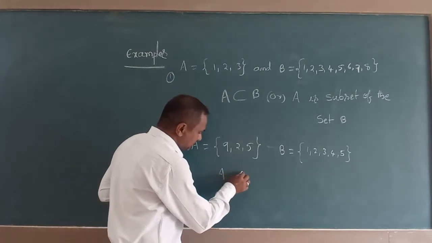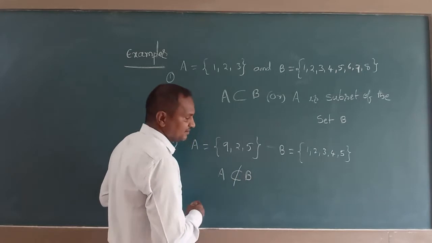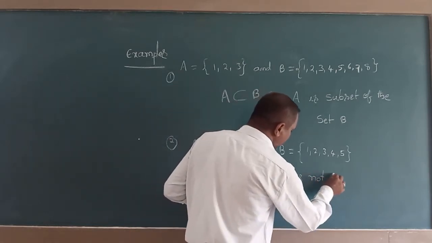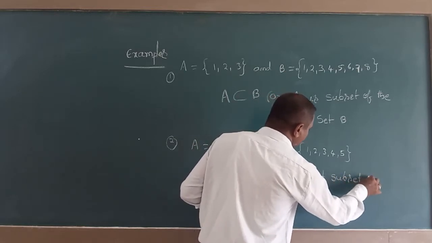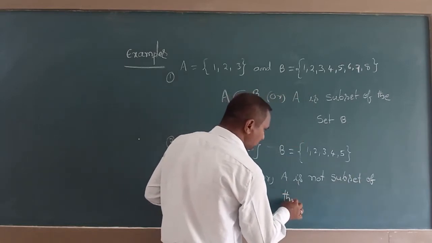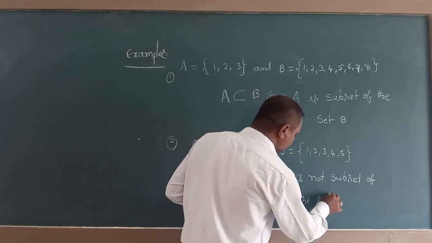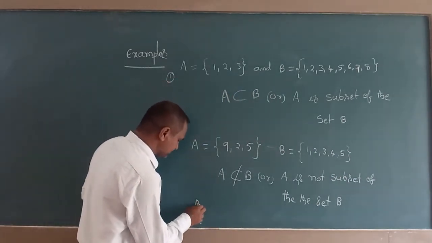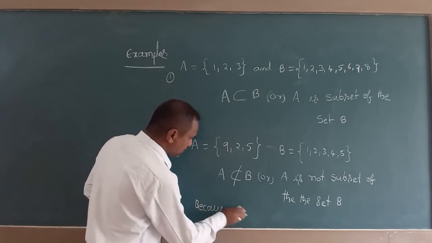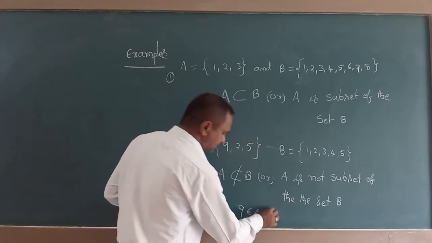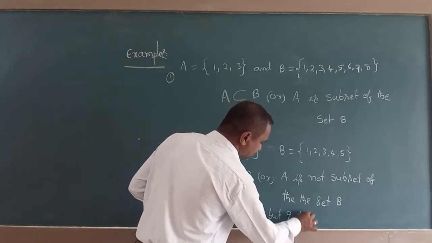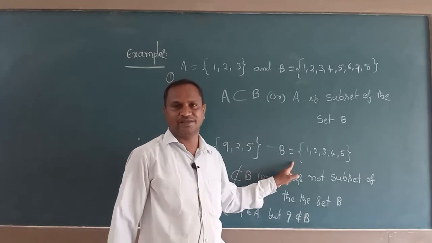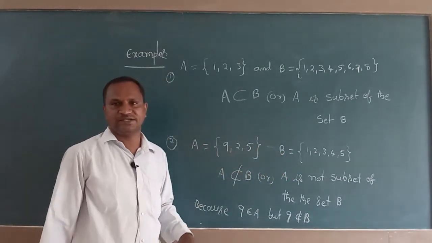A does not contain B, like this. Or we can write in words: A is not a subset of the set B here, because 9 belongs to capital A, 9 is present in set A, but 9 does not belong to set capital B. 9 is present in set A, but 9 is not present in the set B. Therefore, easily we can tell A is not a subset of the set capital B.